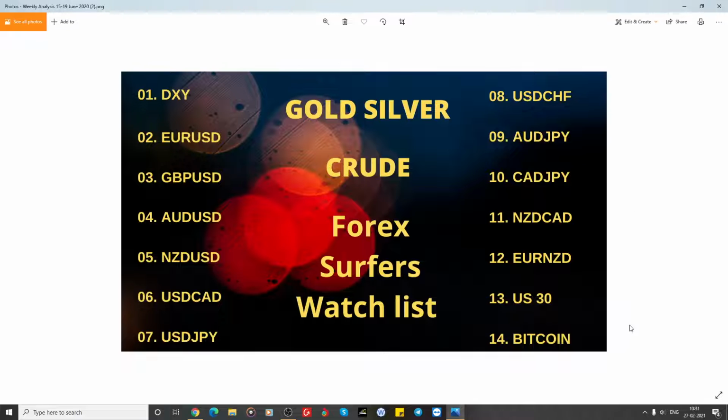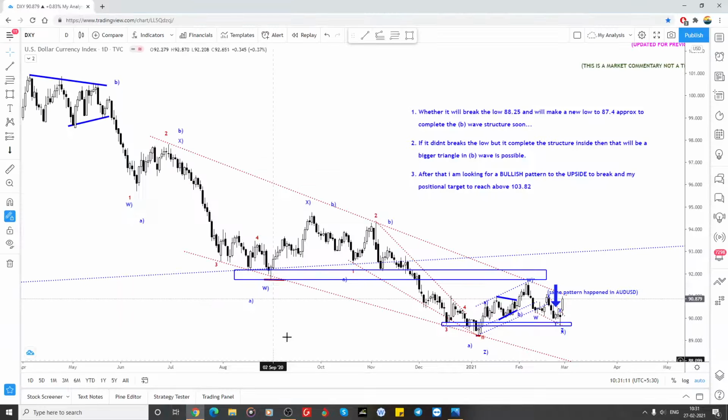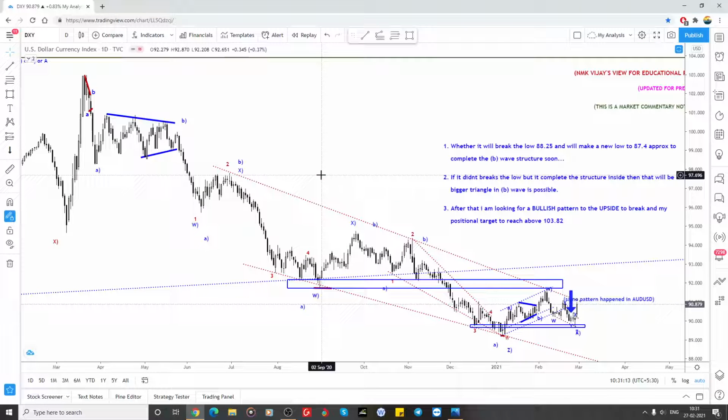So this is our watch list, what we regularly do. It starts from DXY, followed by EUR/USD, GBP/USD, AUD/USD, NZD/USD, and everything else. So we start from DXY.